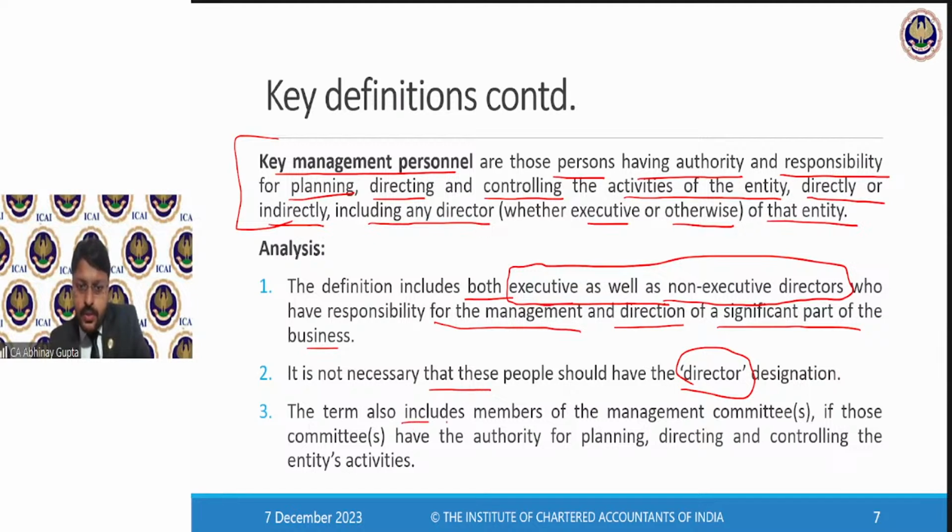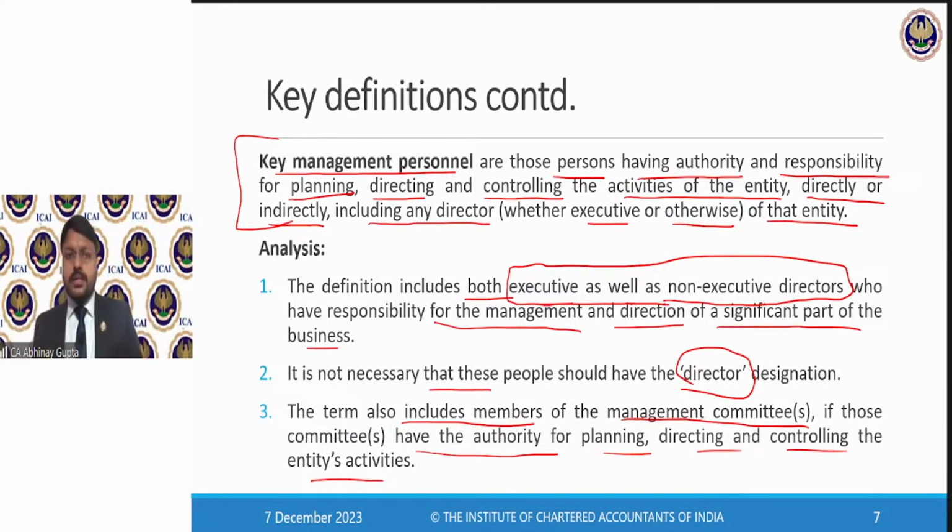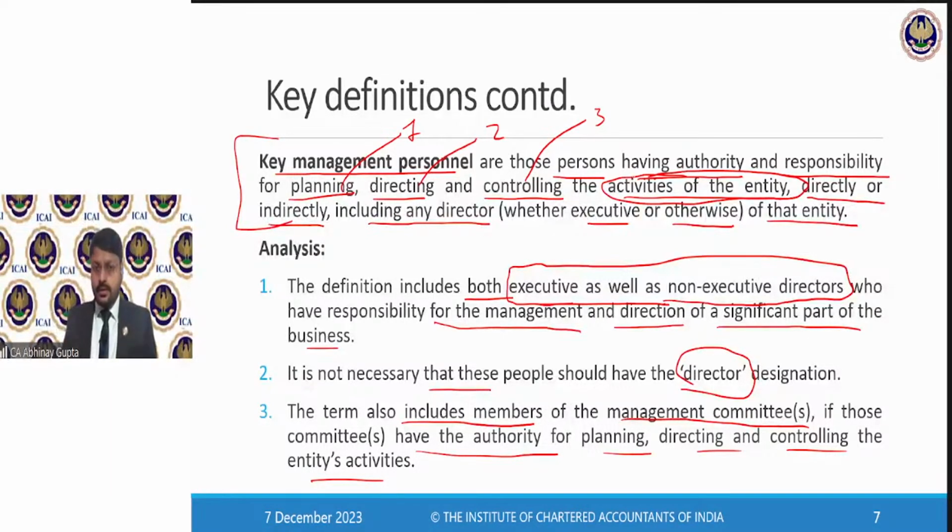The term also includes members of the management committees if those committees have the authority for planning, directing, and controlling. So basically, we need to stick to the three keywords. Number one is planning, number two is directing, and number three is controlling of activities of the entity, right? This is the deciding factor whether a particular person or group of persons will be regarded as KMP or not. If that person or group of persons have the authority and responsibility for planning, directing, controlling, then he or they will be regarded as KMP, otherwise not. We will not go by designations.